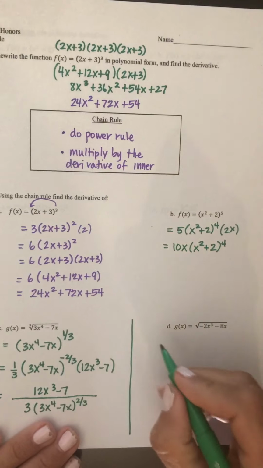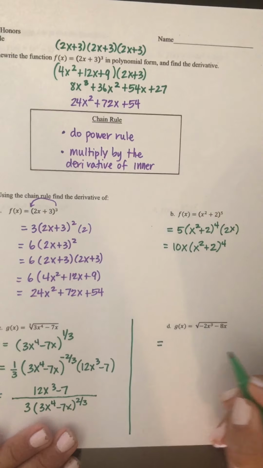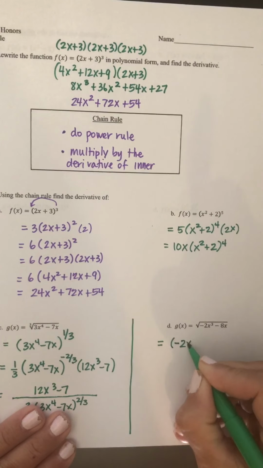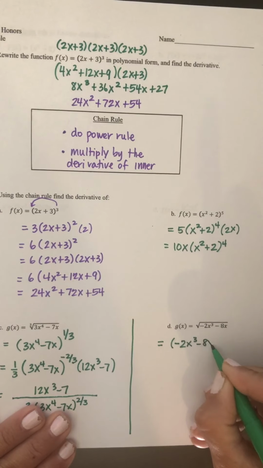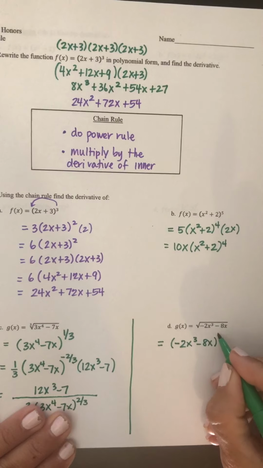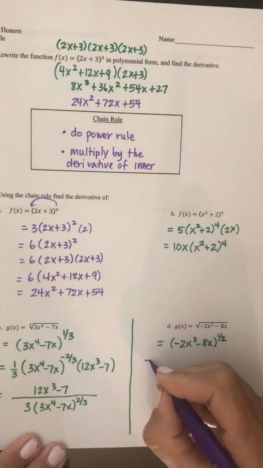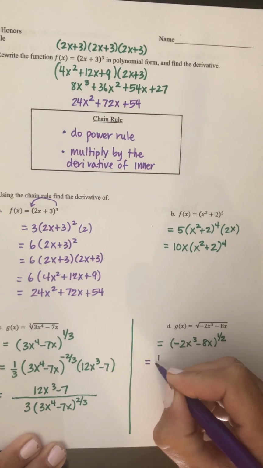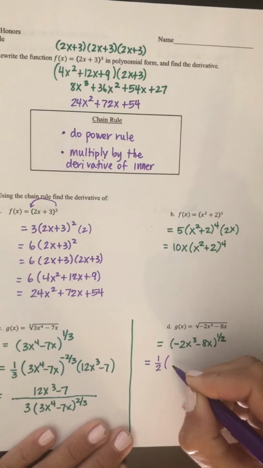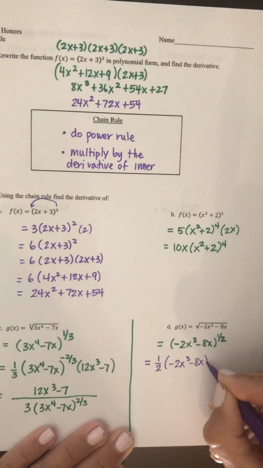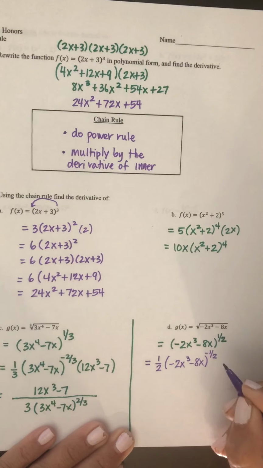All right, next one. We're going to first rewrite that g of x. We're going to rewrite it as parentheses negative 2x cubed minus 8x, and we're going to raise it to the positive 1/2 power. All right, so kicking in, I'm going to change my color here. We do the power rule, so the 1/2 comes in front. I still have negative 2x cubed minus 8x, and now that's going to be raised to the negative 1/2 power.